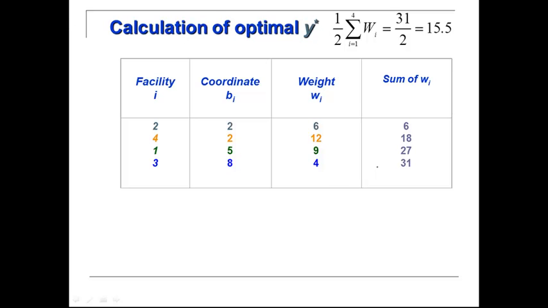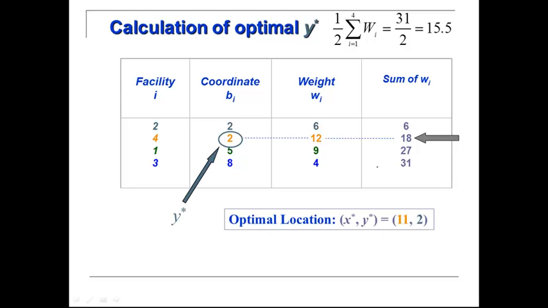So we repeat the process. We already computed this. Half of 31 is 15.5. So if you follow the same process, the first number that is greater than 15.5 is 18. So our coordinate for y for the new facility is 2, which means that the optimal location of the facility will be 11 and 2.